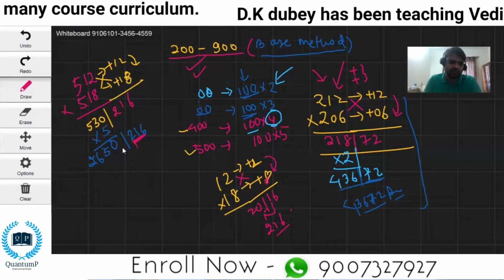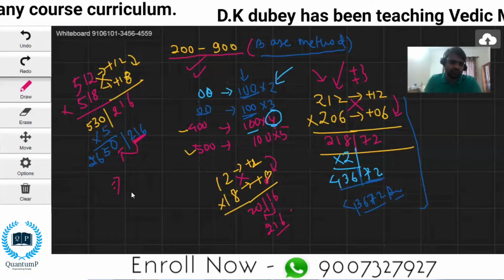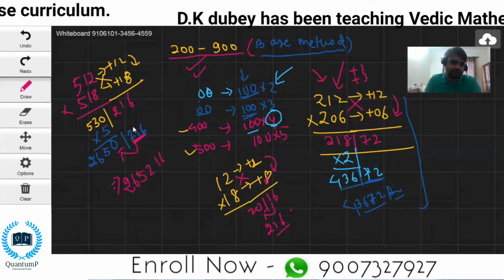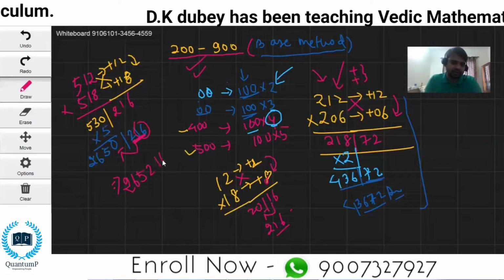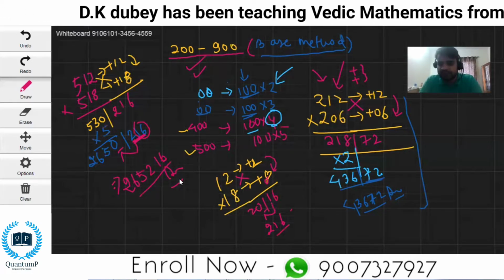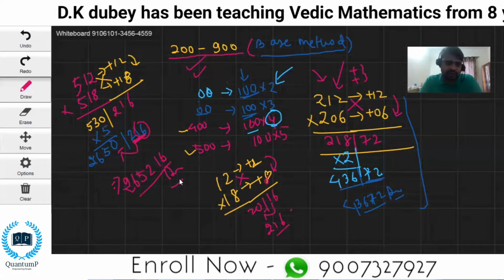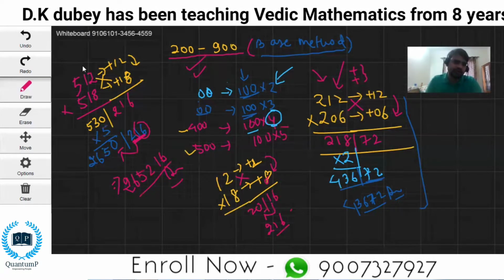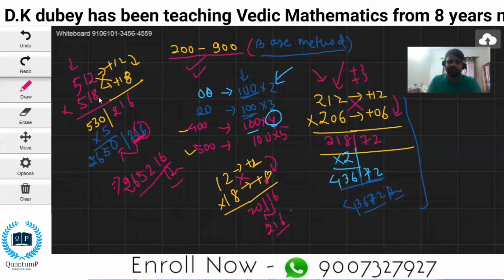So this 2 will move to this side. So 2, 6, 5, 2 and 16. This 16 will be here. Okay, so the final answer is 265216, which means 2,65,216, if you multiply 512 and 580.